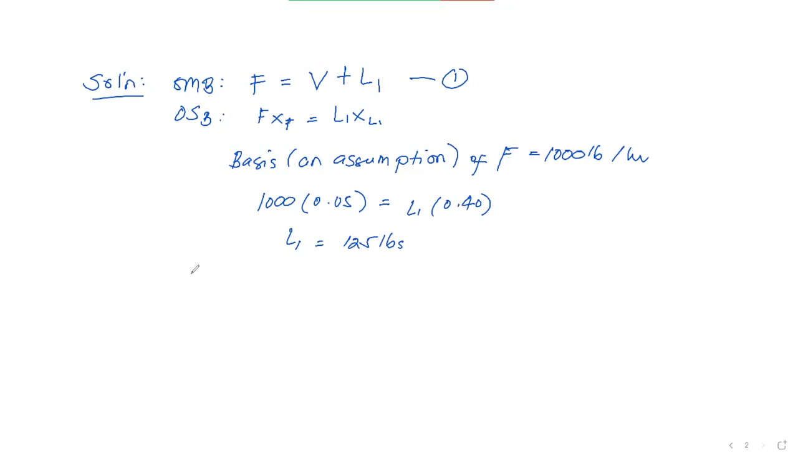Now from equation 1, you'll be getting 1,000 equal to V plus 125. So it will give you a V value of 875 pounds.